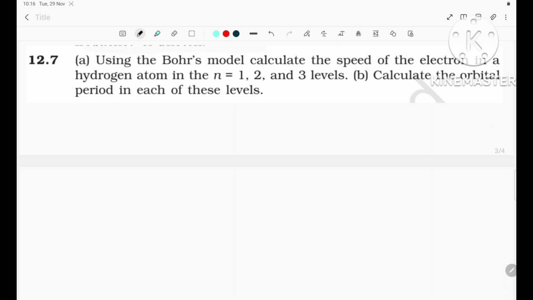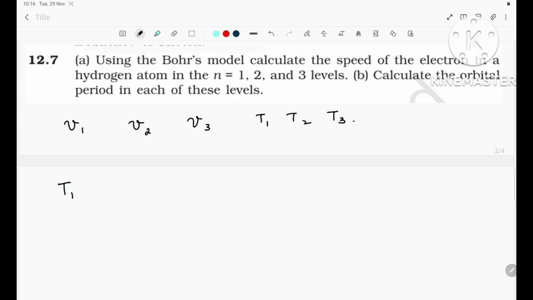So in the next question, 12.7: using Bohr's model, calculate the speed of the electron in a hydrogen atom in the n equal to 1, 2 and 3 levels. Calculate the orbital period in each case of these levels. So they are asking us to calculate V1, V2, V3, T1, T2 and T3, right? So how will we do this?